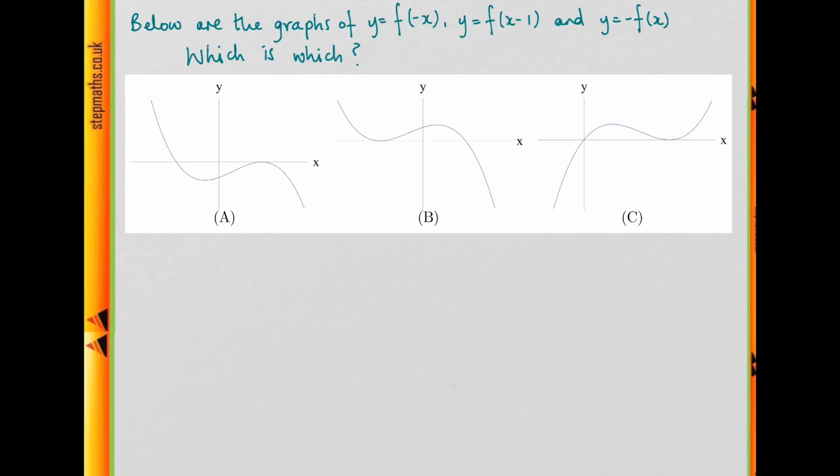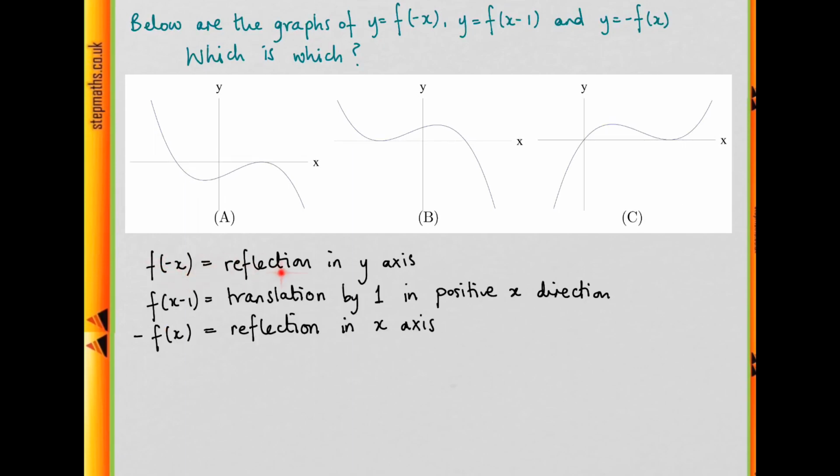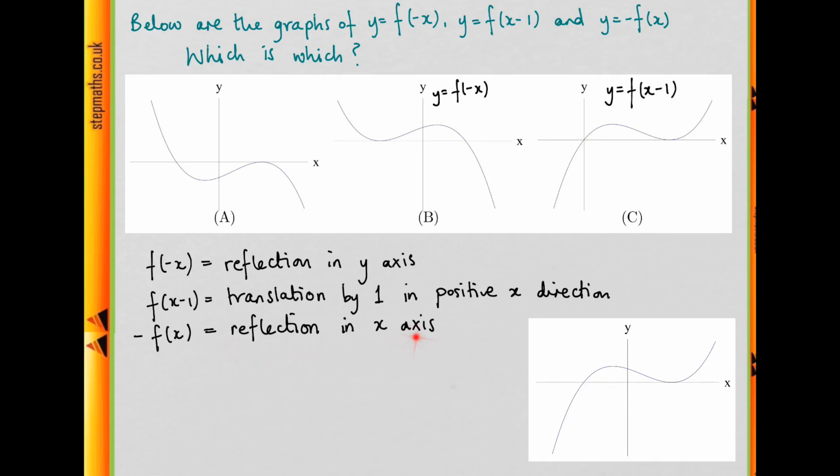Okay, so we know that f of minus x is just a reflection in the y-axis, and f of x minus 1, that's a translation by 1 to the right, and minus f of x is a reflection in the x-axis. So if this is our original function, then a reflection in the y-axis looks like b to me, because this root here has gone over to the negative side. So b shows the graph of y equals f of minus x. And for a translation, that seems to be c. And so finally, the reflection in the x-axis is a.